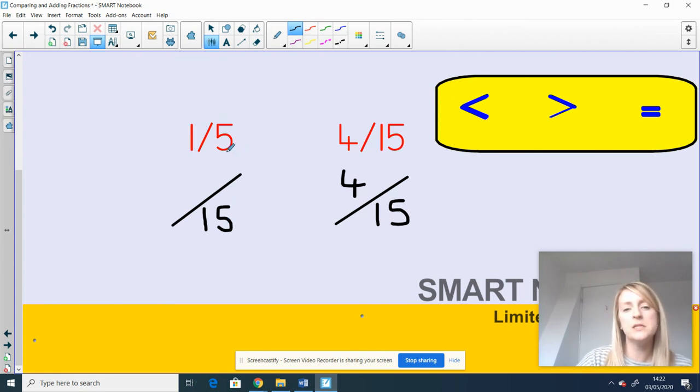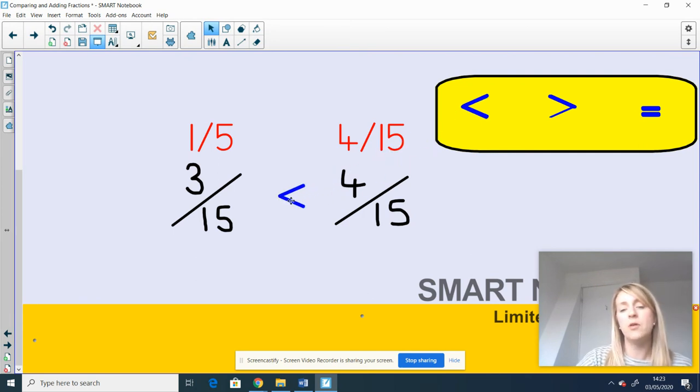And if I do something to the denominator, I need to do it to the numerator as well. So 5 times 3 and 1 times 3. 1 times 3 is 3. So now I'm able to compare these fractions because the denominators are both the same. They are both 15. I can see that 3 is less than 4. So 3/15 is less than 4/15. Therefore, 1/5 is less than 4/15.